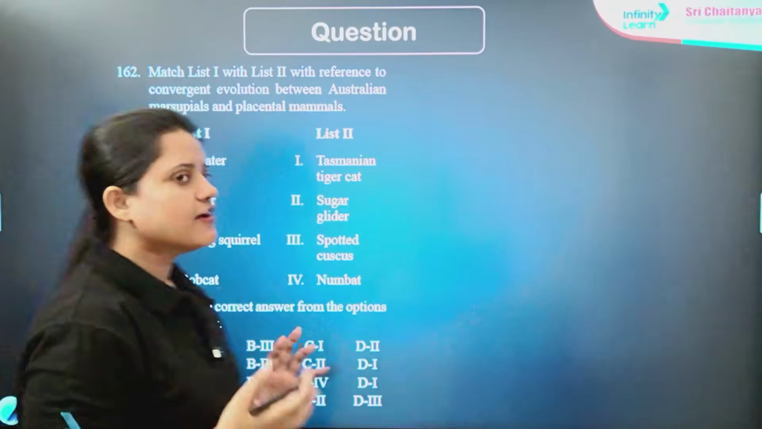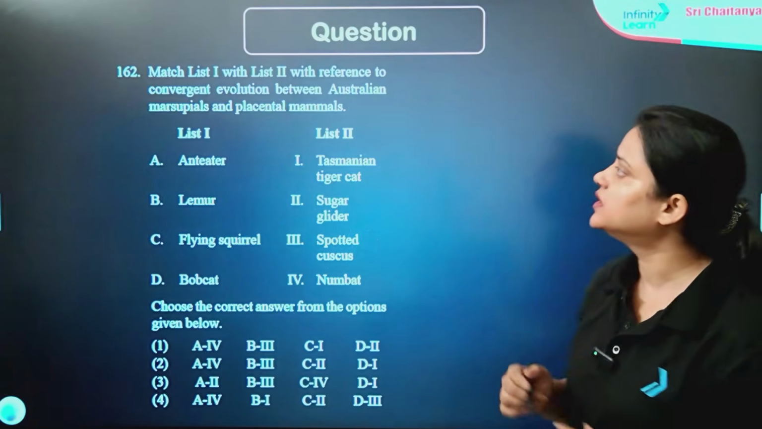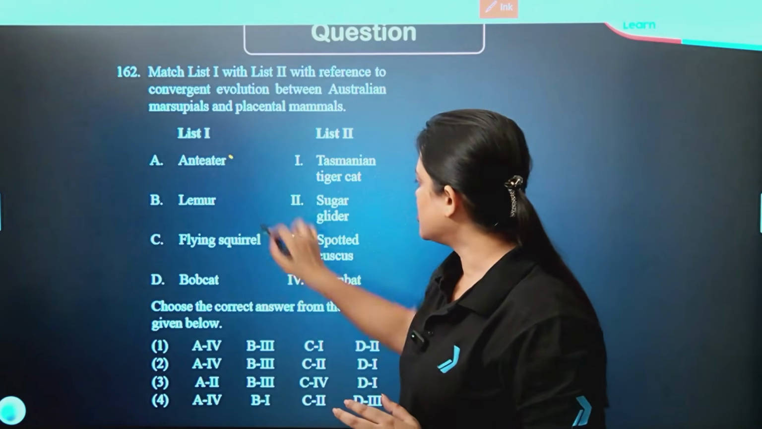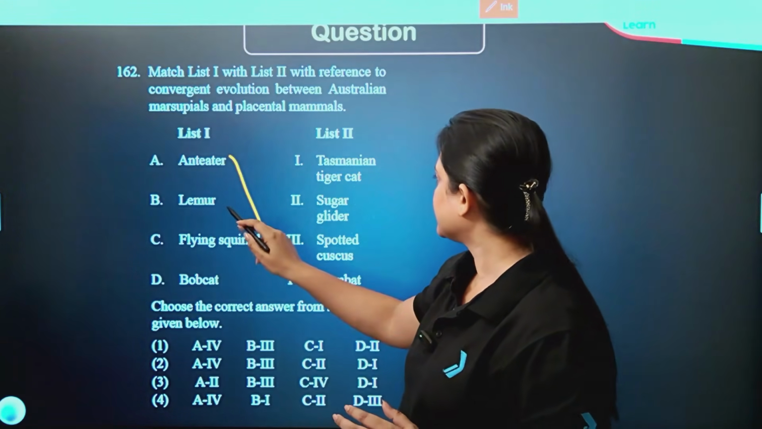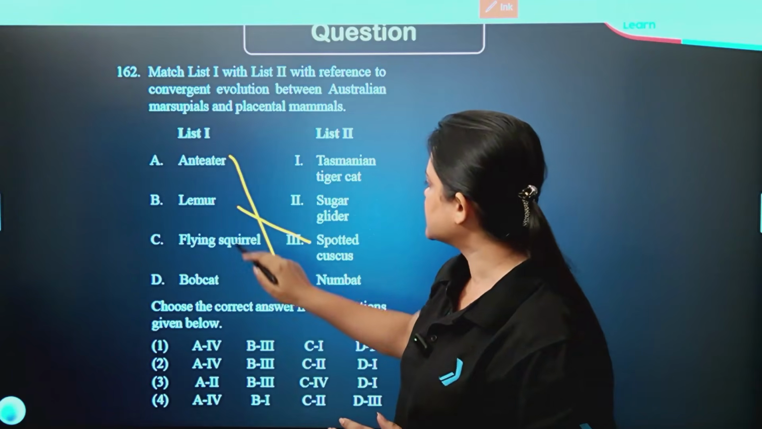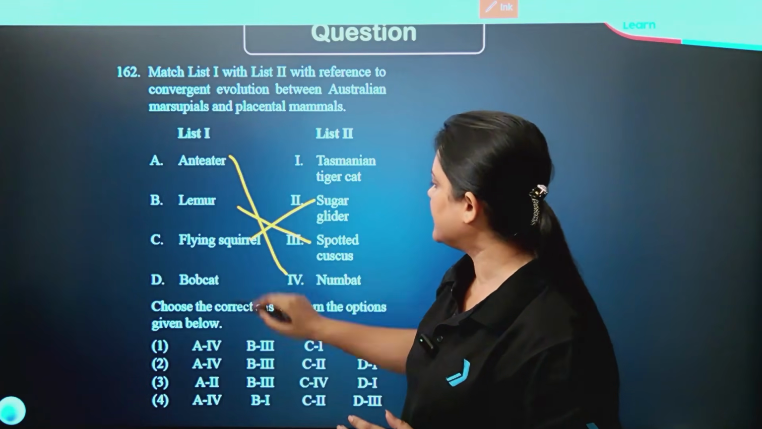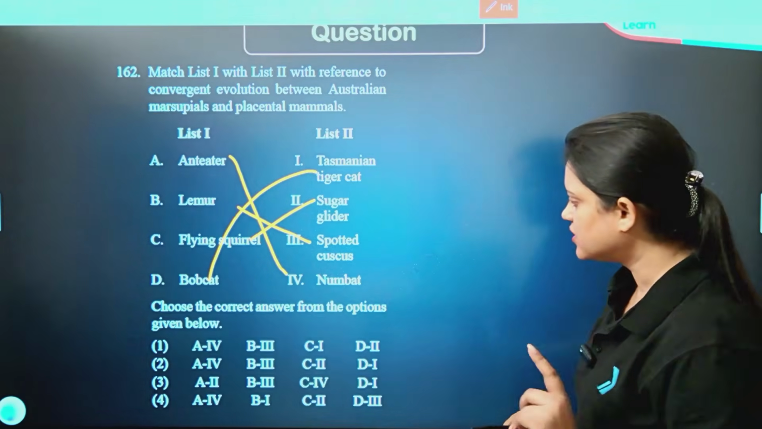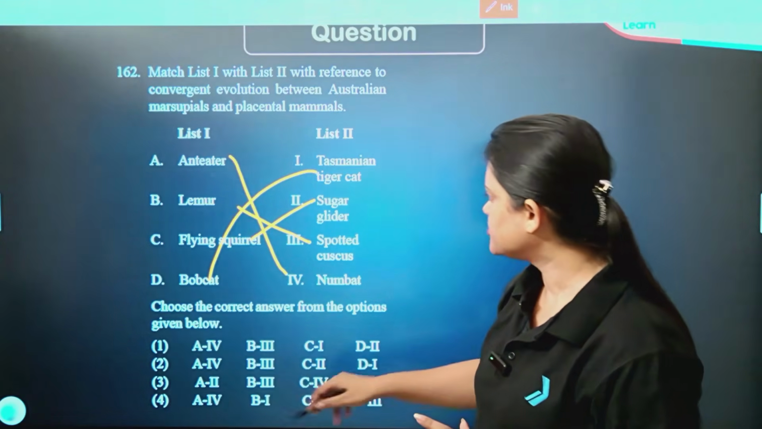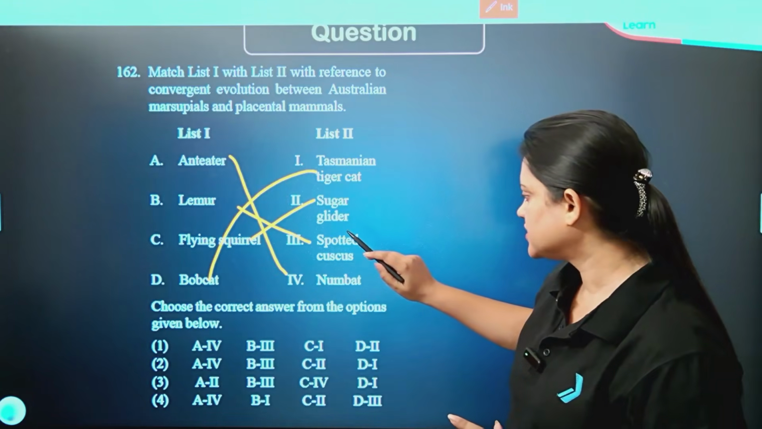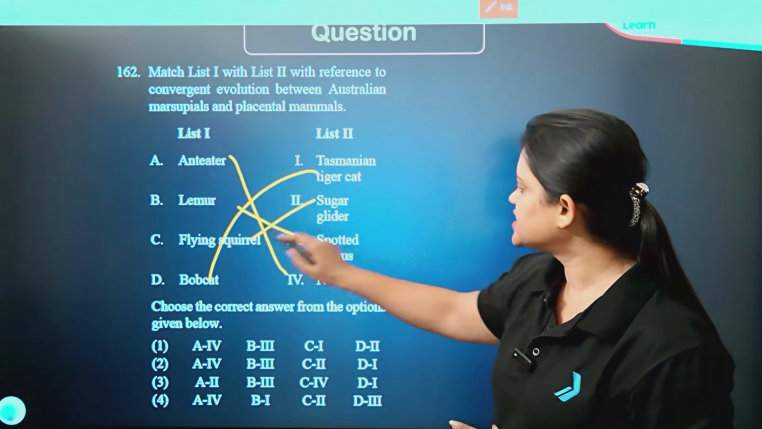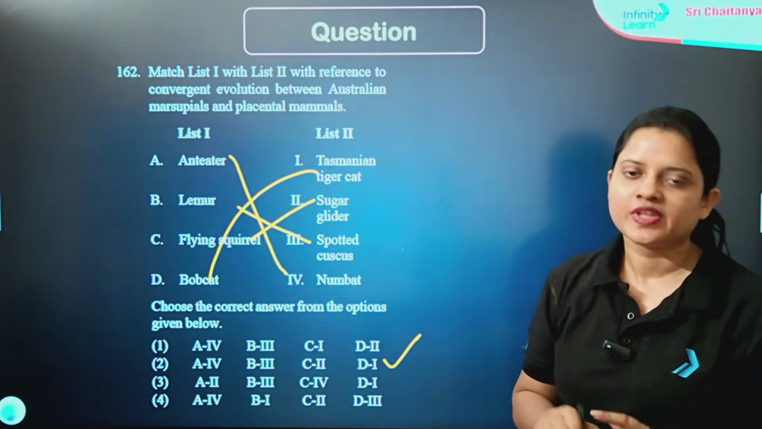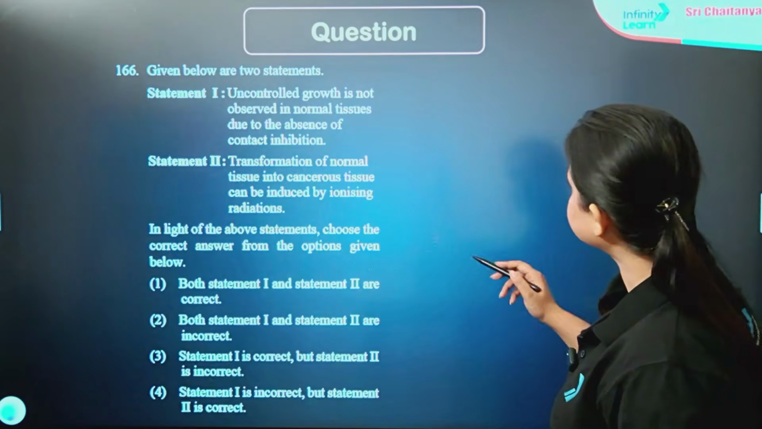Next. So, we have a match the following type of question. Question number 162. So, anteater is numbat, lemur is spotted cuscus, flying squirrel is sugar glider, and bobcat is Tasmanian tiger cat. So, anteater A is matched with 4, right? So, we have many options here. B is matched with 3, just 2 options. C is matched with 2. So, we got our answer. It should be option 2. Let's move on to our next question.